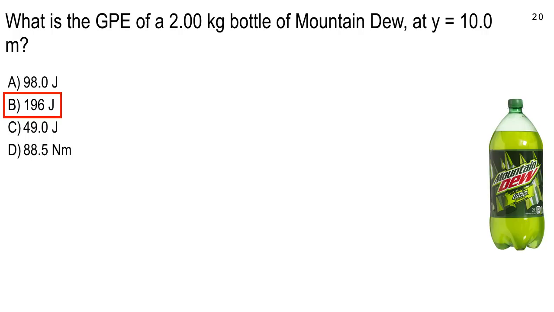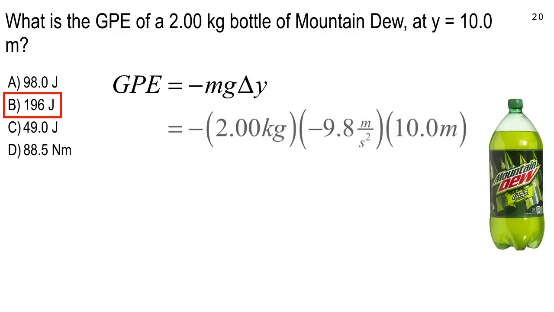Now, here's how you calculate it. Here it is laid out nice and neat. Here's the definition: GPE equals minus mg times delta y. And don't forget, g is going to be a negative 9.8 meters per second squared. So let's plug in the numbers for this problem. There's a minus sign, and then here's the mass, 2.0 kilograms.